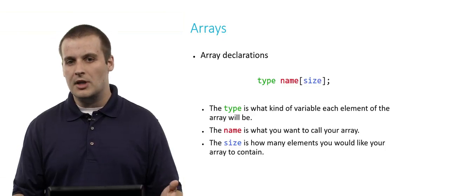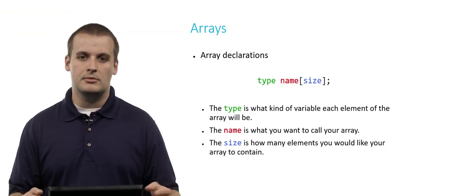So the type is what kind of variable you want each element of the array to be. Do you want it to be an array of integers? Then your data type should be int. Do you want it to be an array of doubles or floats? Data type should be double or float. The name is what you want to call your array. What do you want to name this giant bank of integers or floats or chars or doubles or whatever have you? What do you want to call it?